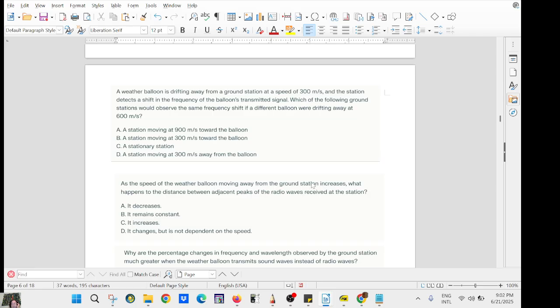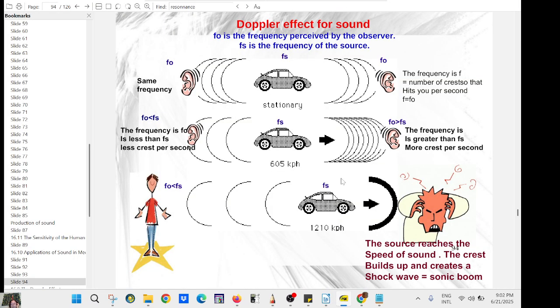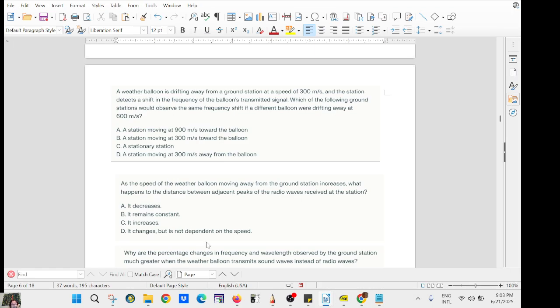So if the balloon is moving away, the distance between the wavefronts will increase, right? It doesn't matter if it's the observer moving or the source moving. If they are moving relative to each other, apart, the distance here will increase. So here, I will have a larger distance. So it will increase. So the answer is C.